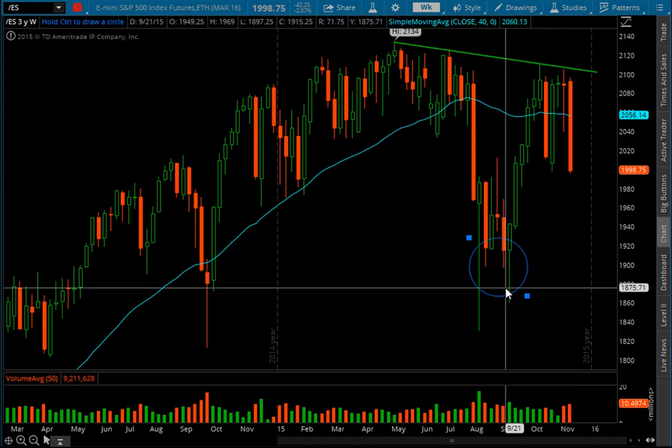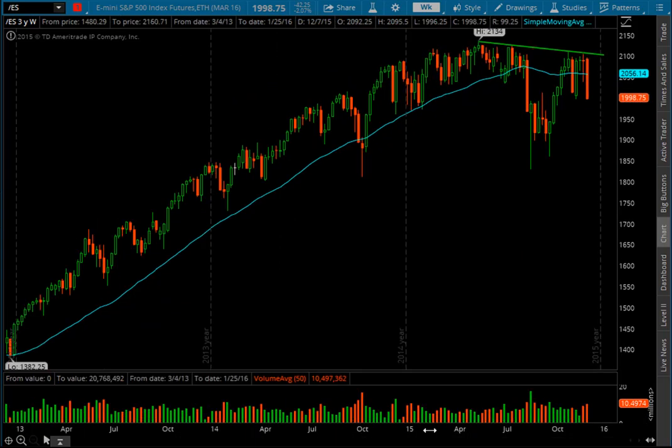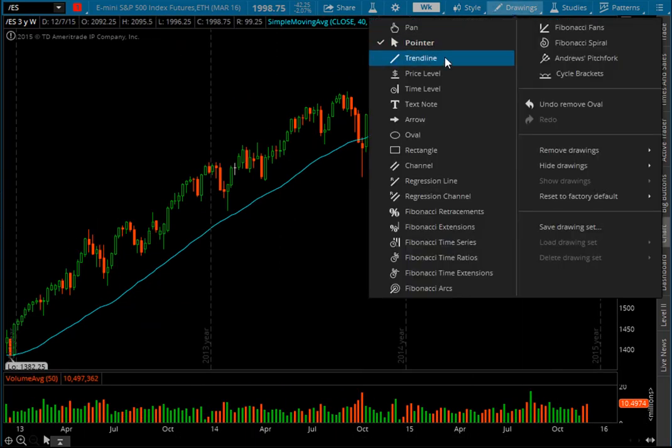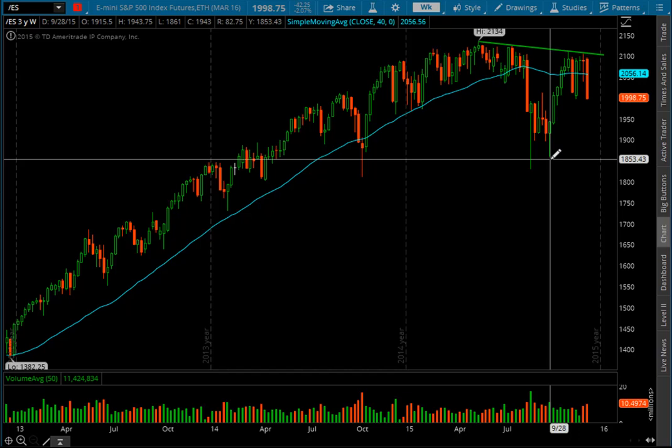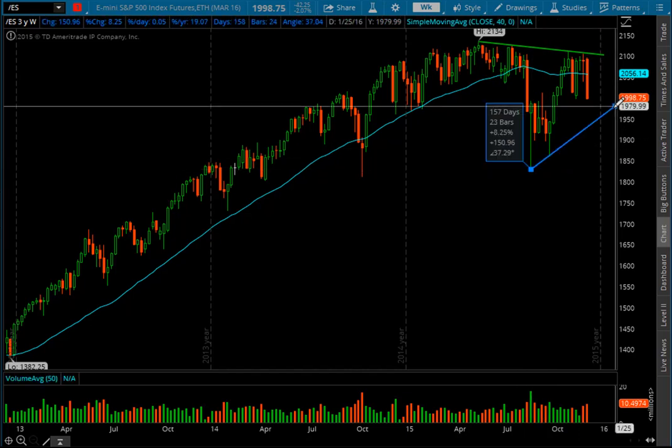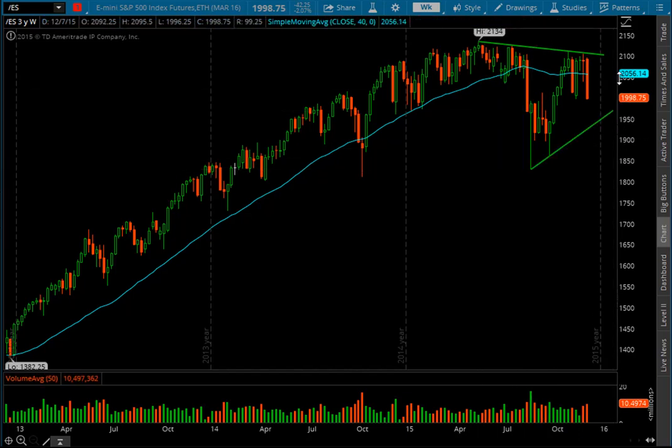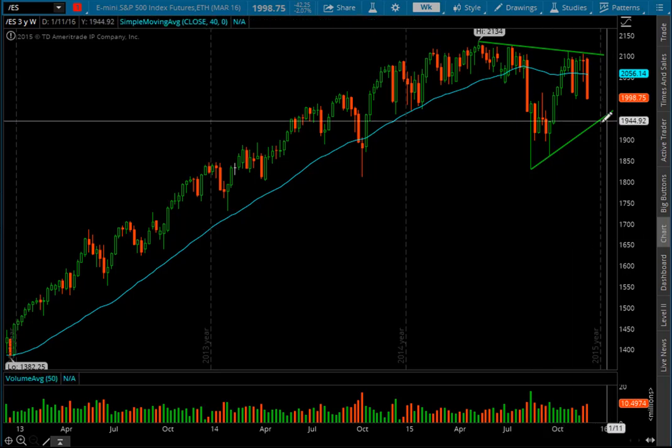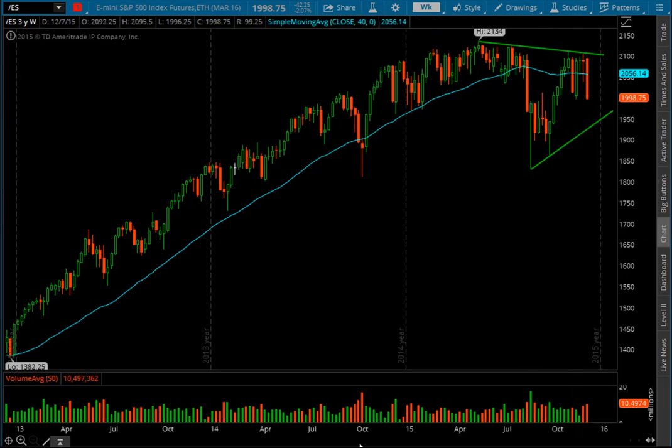So let's go back. Let me take these out. I'm going to make some trend lines in here, and I'm going to show you something. Let's connect this. You have this connection, you have this connection. Let's see if this breaks out of this somewhat of a triangle that is forming in here.